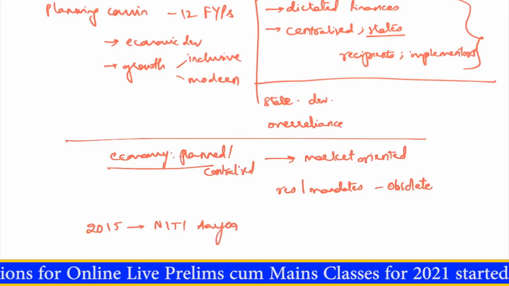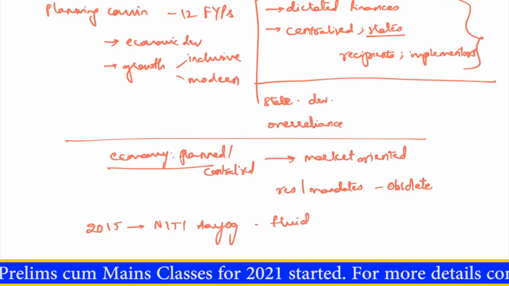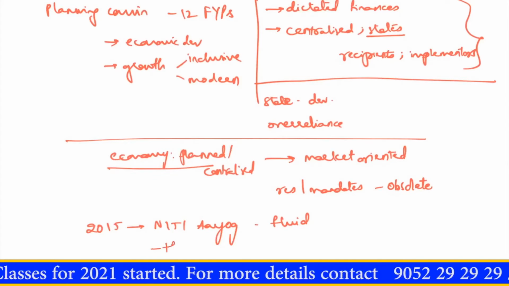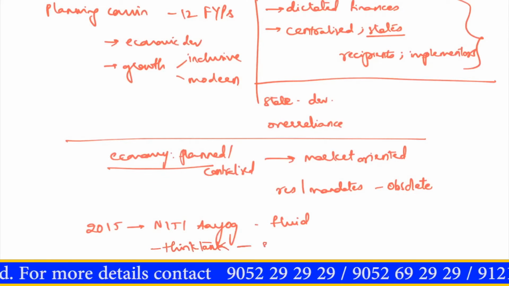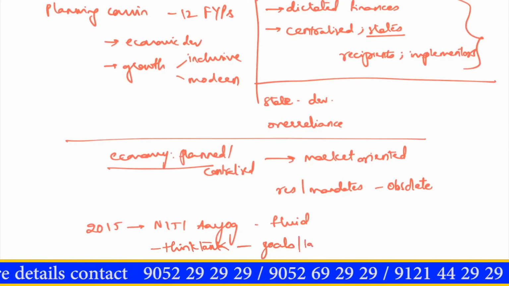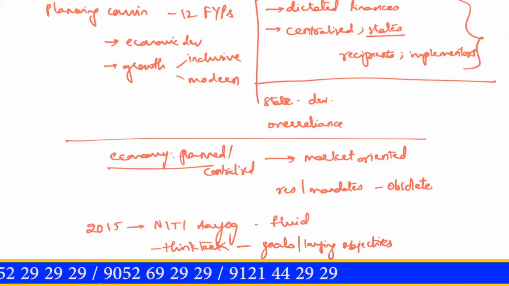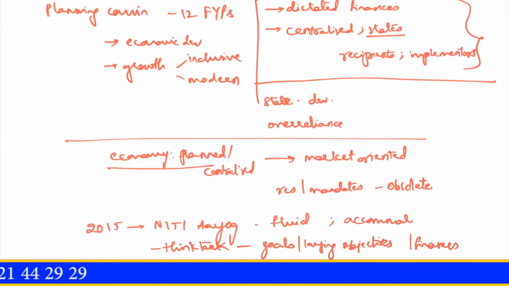Niti Aayog, as we know, is organizationally much more fluid than Planning Commission, which is very rigid in its nature. So Niti Aayog has become the official think tank of the country, right? So it is responsible for setting the goals of the nation and also laying the objectives for the future of the country. It does not have any powers over finances, and at the same time, organizationally, it is much more accommodative of states by involving chief ministers in the governing council and also in the regional councils.